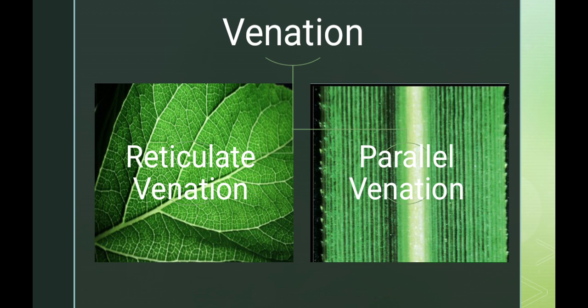Example: peepal, guava, mango. Parallel venation. When veins and veinlets run parallel to each other towards the tip of the leaf, it is called parallel venation. This is commonly found in leaves of monocot plants. Example: sugarcane, wheat, maize, banana, bamboo, etc.